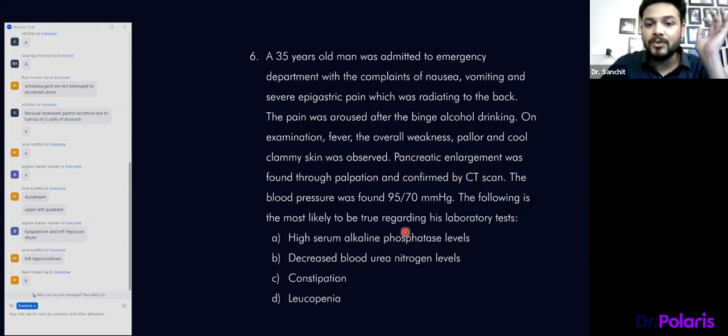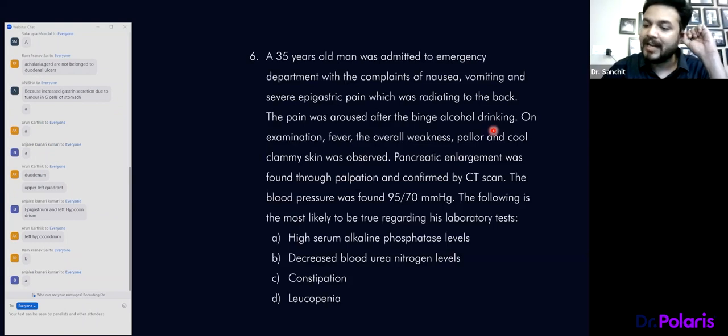Now, which of the following is most likely to be true in his laboratory tests? What can be true here? Ram Pranav has said B. So what can be true in this particular case? Anyone? This is acute pancreatitis, which I've already helped you out with.